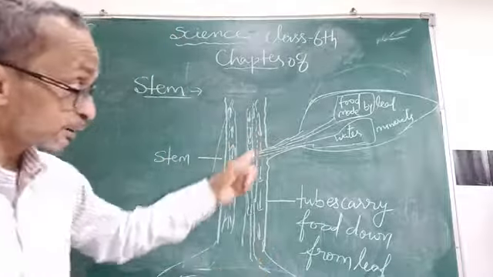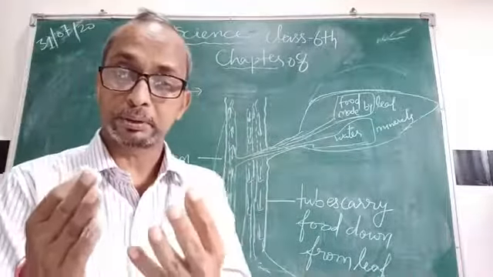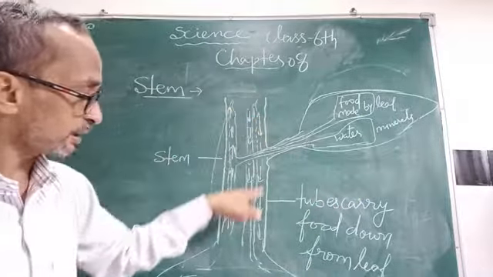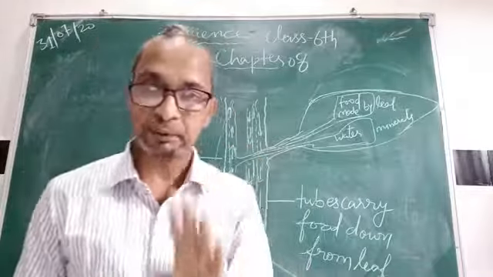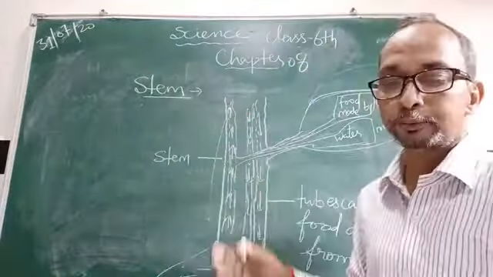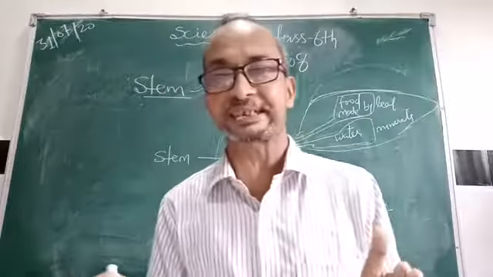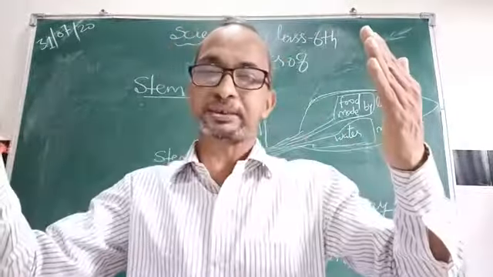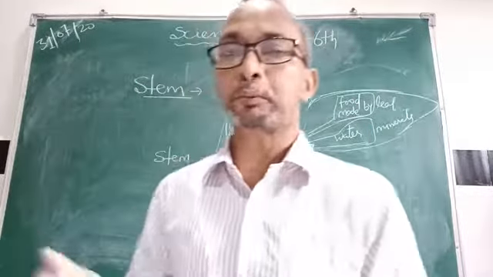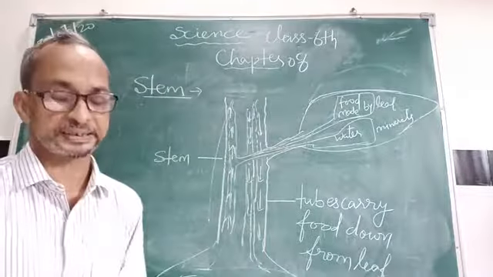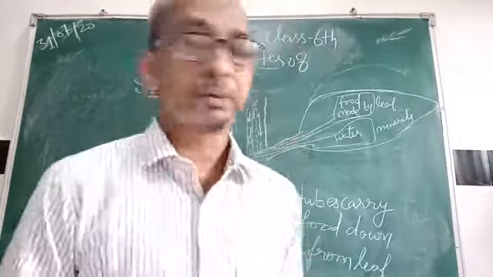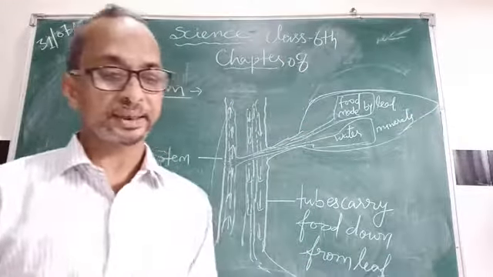Third, these stems carry food. That food prepared in the plant leaves is carried to the other parts of the plants. And fourth, function of the stems: the stems hold the leaves in such a way that the maximum amount of sunlight reaches the leaves. That helps in making food by the photosynthesis process. These are the functions of the stems. After this, the next topic: leaf.